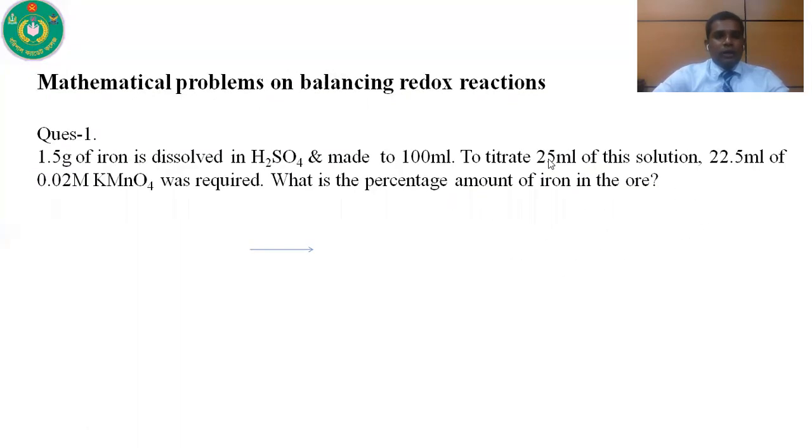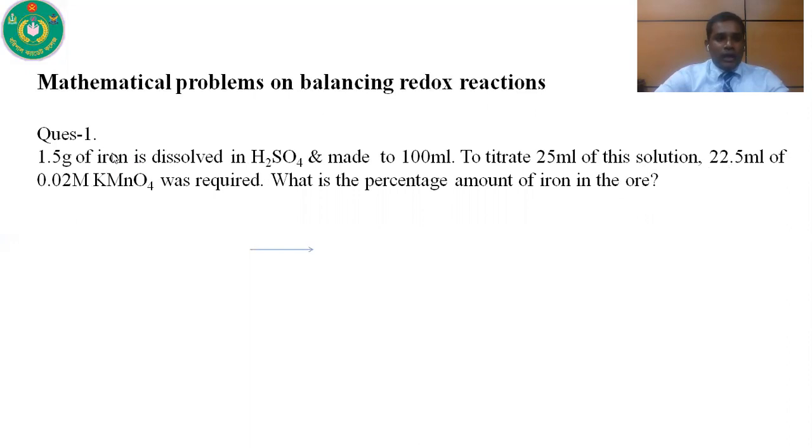Question number 1. 1.5 gram of iron is dissolved in sulfuric acid and made to 100 ml. To titrate 25 ml of this solution, 22.5 ml of 0.02 molar potassium permanganate was required. What is the percentage amount of iron in the ore? So you can see that there are 3 substances: iron, sulfuric acid, and potassium permanganate.